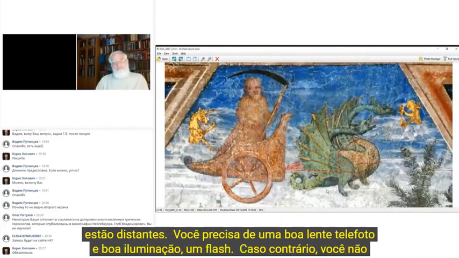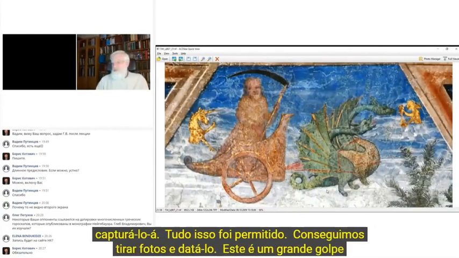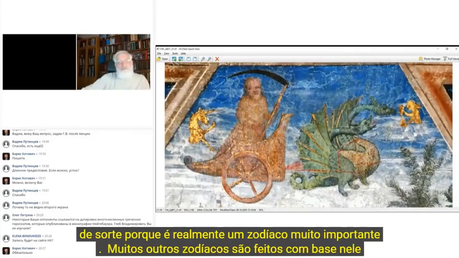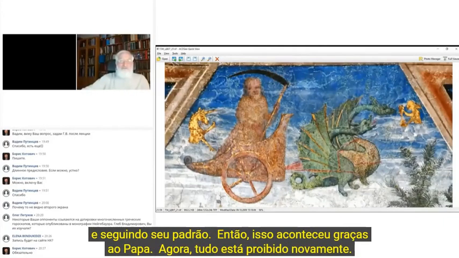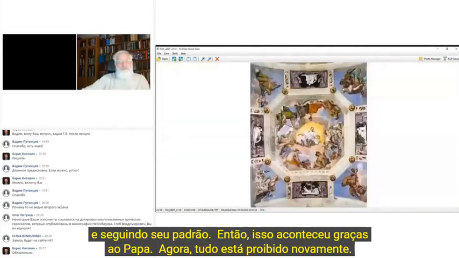The images are far away. You need a good telephoto lens and good lighting, a flash. Otherwise, you won't capture it. All of this was allowed. We managed to take photos and date it. This is a huge stroke of luck because it is indeed a very important zodiac. Many other zodiacs are made based on it and following its pattern. So, it happened thanks to the Pope. Now, everything is prohibited again.